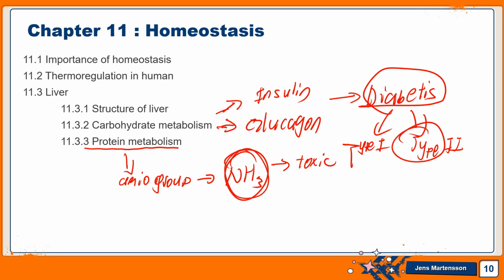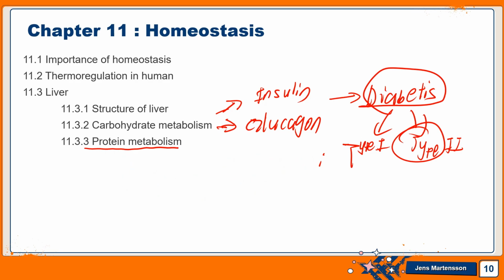It is toxic. So one of the liver's functions is to metabolize protein complexes by removing the ammonia, the amino group of protein. So there are some ways that the liver can metabolize our protein molecules. There are two ways, if I'm not mistaken. One way is called deamination, and another way is called transamination.